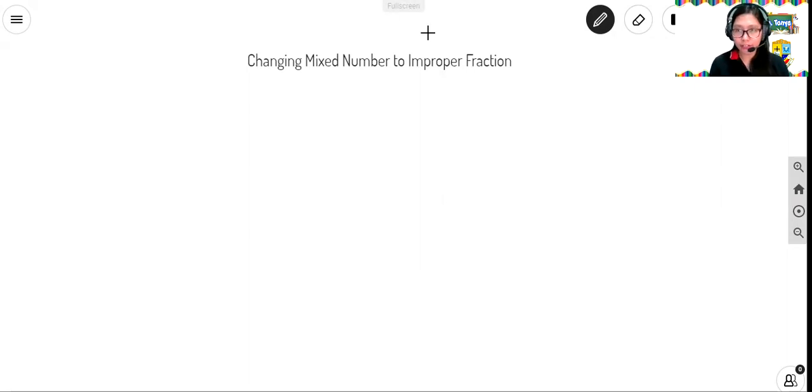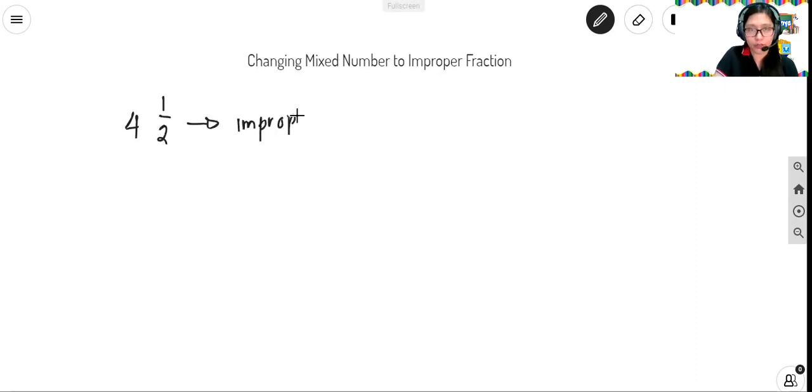In the first video, what we did is divide the numerator and the denominator. So the operation that we used is division. Now, what we will be using as an operation are multiplication and addition. So let's begin. Supposing we have 4 and 1/2, and we will be changing this to an improper fraction.